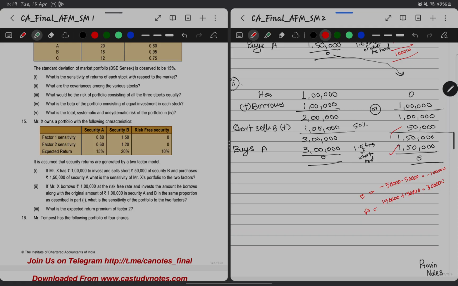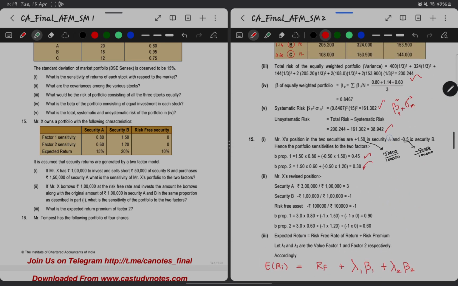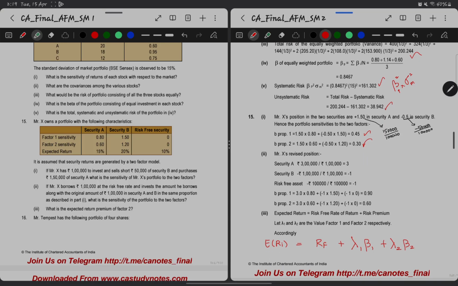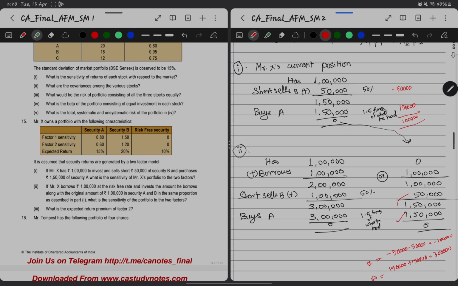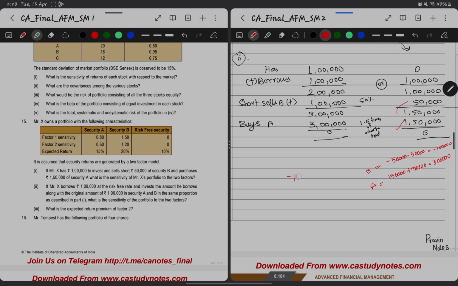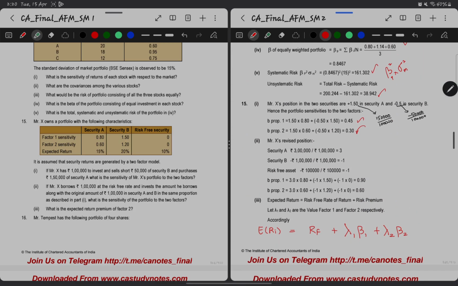Now here also, same case, short selling minus 1 lakh in case of B, and then A it will be 3 lakh. Now considering these weights, 3 lakh divided by 1 lakh will be 3 in case of security A, and security B is negative 1 lakh divided by 1 lakh, which gives us minus 1. These are the weights. Another thing to be noted is, here we are borrowing money, so again it is negative but at the risk-free rate, so that proportion also has to be considered, which is minus 1 lakh multiplied by 0.